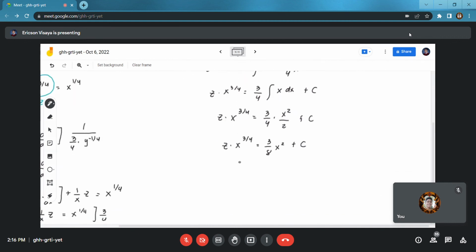Then, ang z natin, z is equal to y raised to 3/4. Bali, y raised to 3/4 times x raised to 3/4 is equal to 3/8 x squared plus c. Then, para makuha natin yung sa y lang, y raised to 3/4, yan ay equal to 3/8 x squared plus c multiplied by ang ating 1 over x raised to 3/4. Yan.